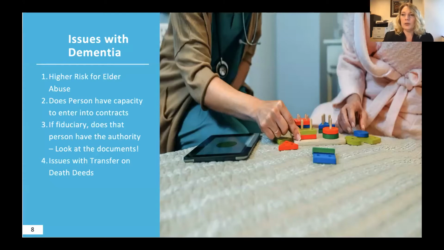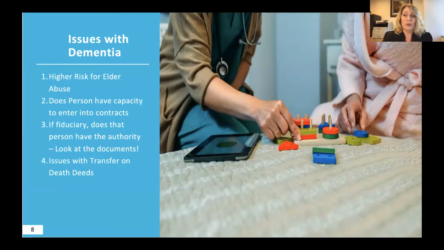And when I say abuse, financial abuse is one of them. Sexual abuse is another. Physical abuse, emotional abuse. The elder is at a much higher risk of abuse, whether that's physical, mental, emotional, or financial abuse.